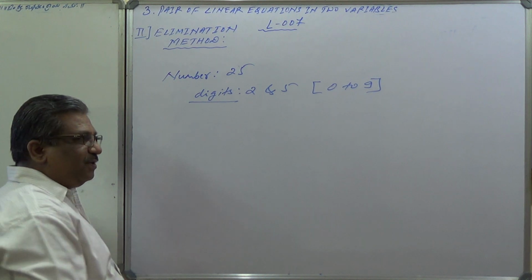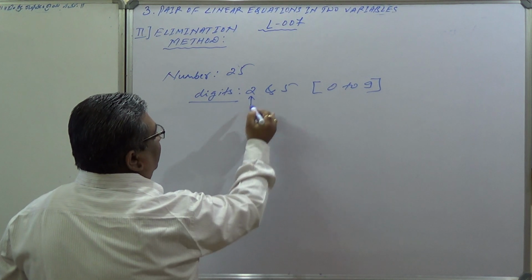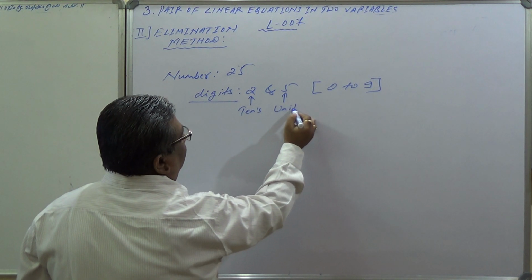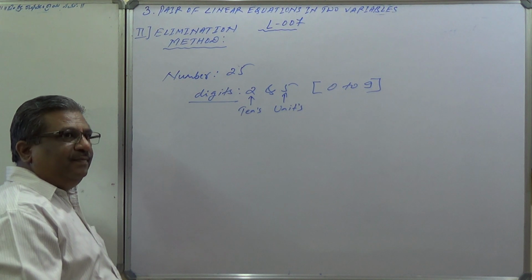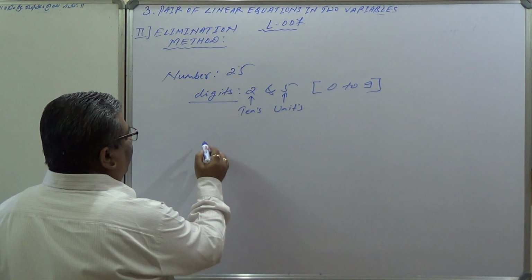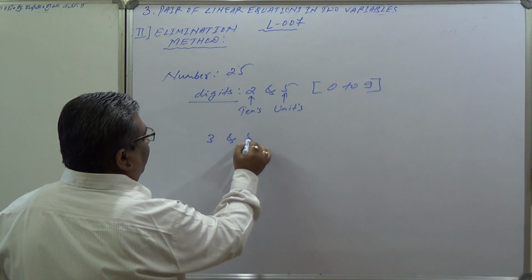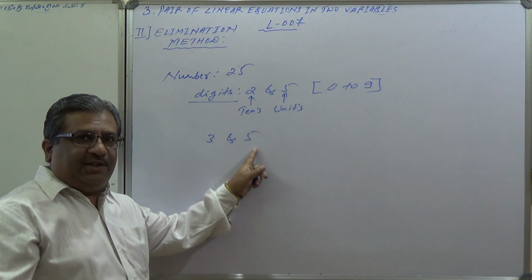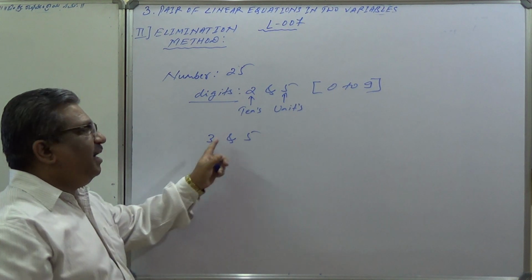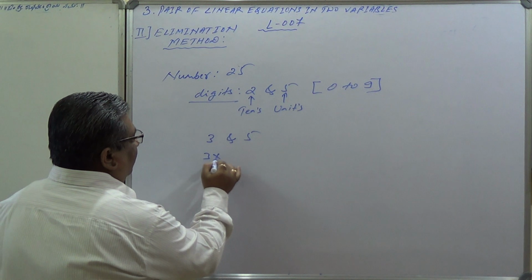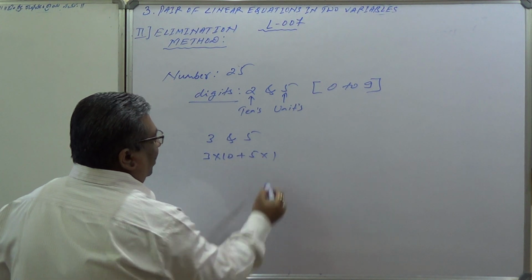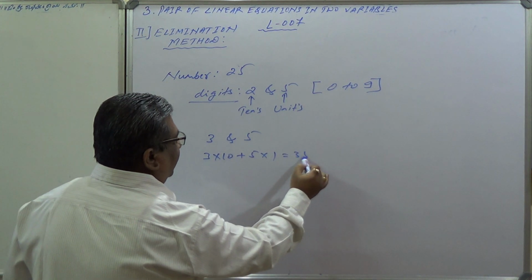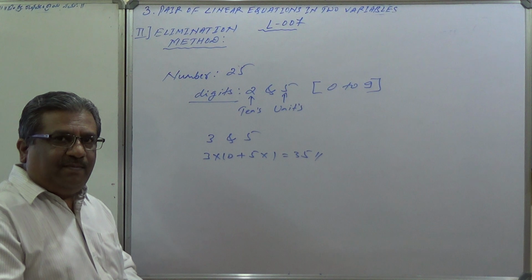What are the place values? 2 is tens and 5 is units place. For example, if 3 and 5 are the tens place digit and units place digit, what is the number formed by 3 and 5? 3 into 10 plus 5 into 1. 3 into tens place plus 5 into units place gives you 35. So this is how you get the number.